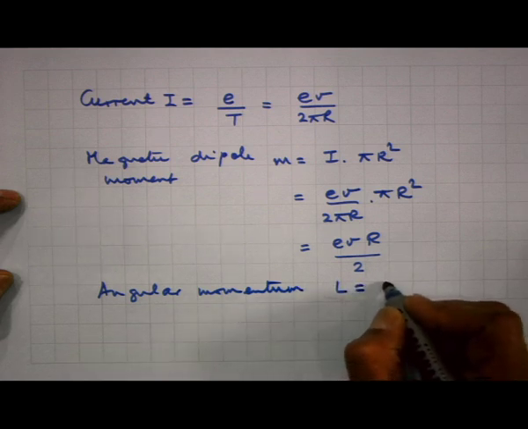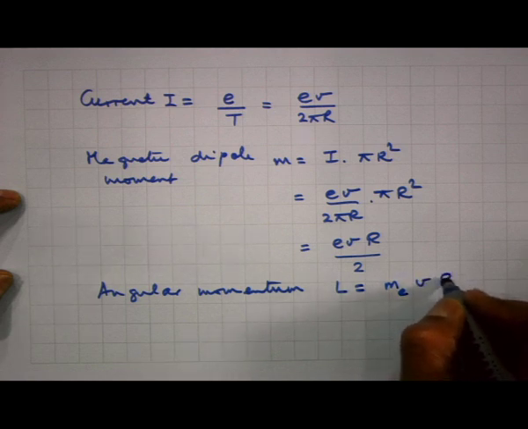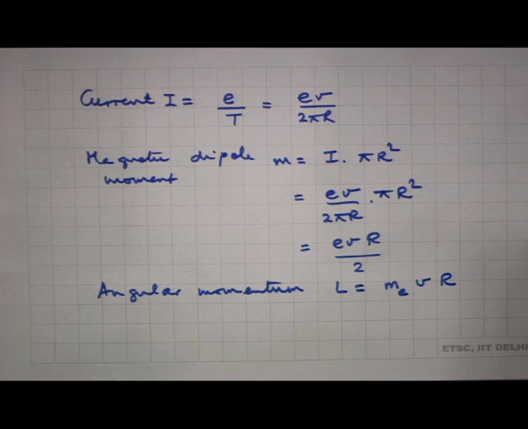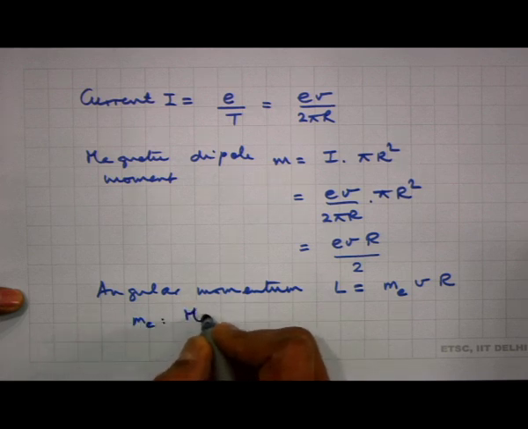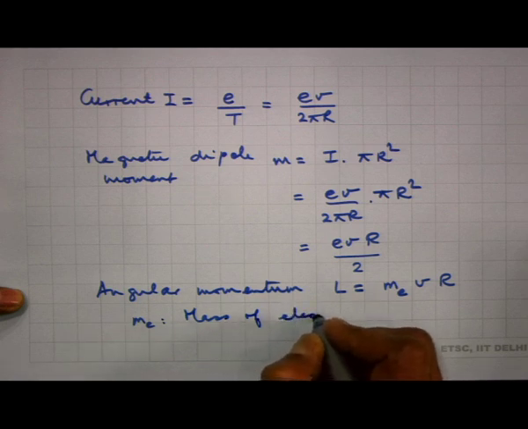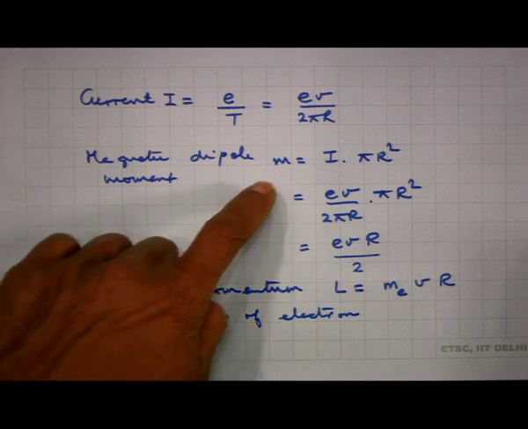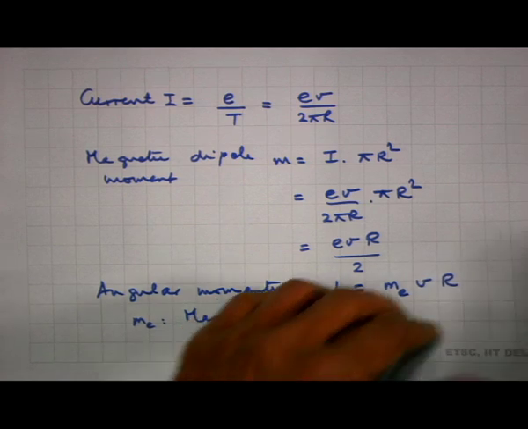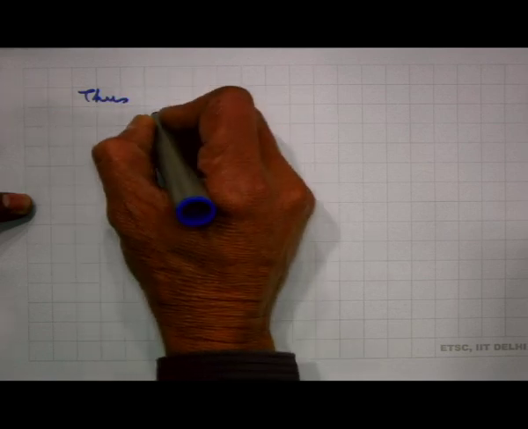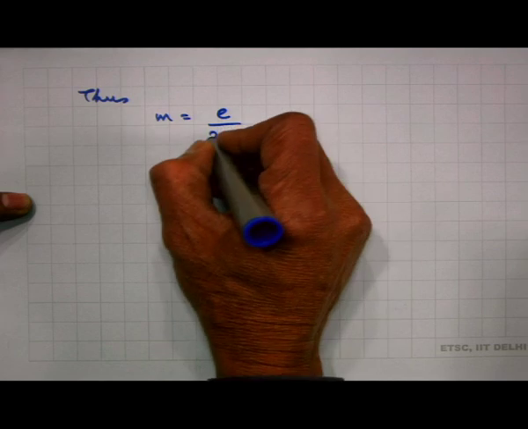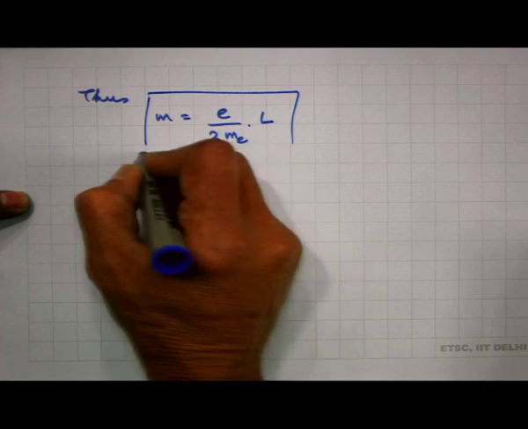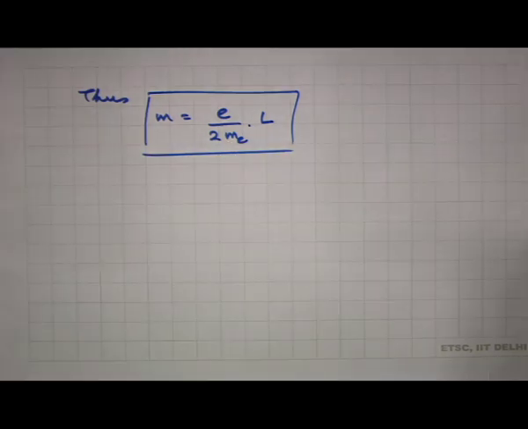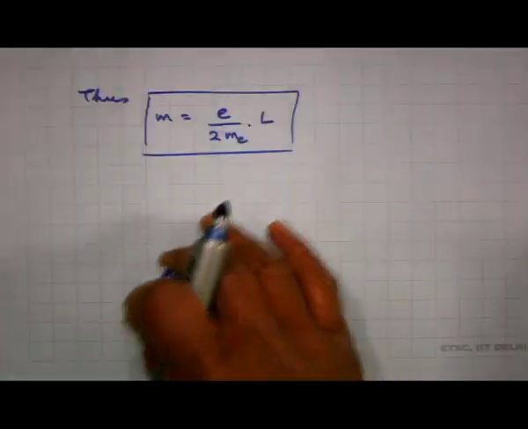L is equal to the mass of the electron, which I call m e, into v times r. m e v r is the angular momentum. So, m e is the mass of the electron here. Please note m is representing the dipole moment and m e represents the mass of the electron. So, I can use these two equations to write a relationship between dipole moment and angular momentum. So, m is equal to e by 2 m e times L. So, I have replaced v r by L by m e, and I get e by 2 m e into L.